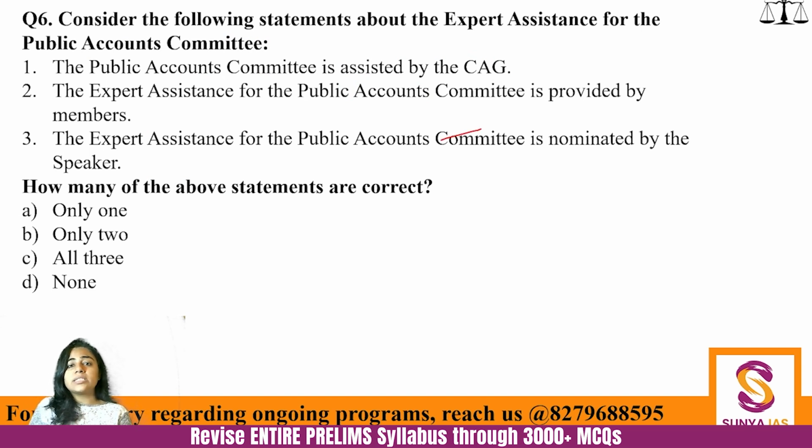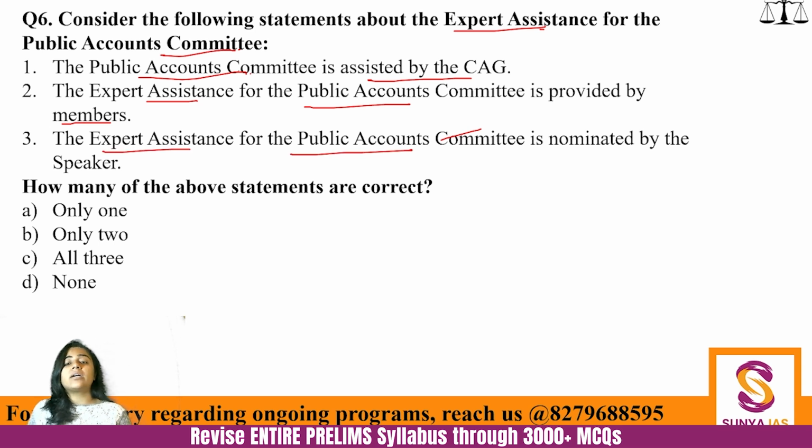Consider the following statements about expert assistance for the Public Accounts Committee. The Public Accounts Committee is assisted by the CAG. Expert assistance for the Public Accounts Committee is provided by the members. And expert assistance for the Public Accounts Committee is nominated by the Speaker. How many of the given statements are correct? This is a relatively easy question. You don't need to think a lot about it. The first statement is absolutely correct. The Public Accounts Committee is assisted by the CAG. So yes, this is correct.